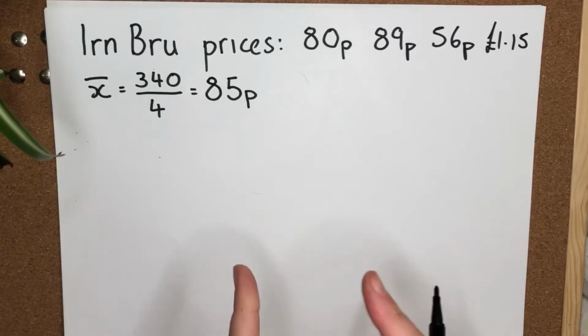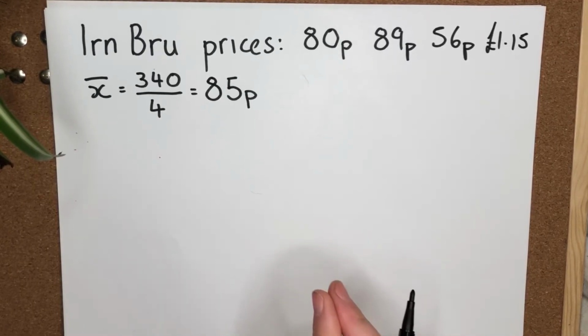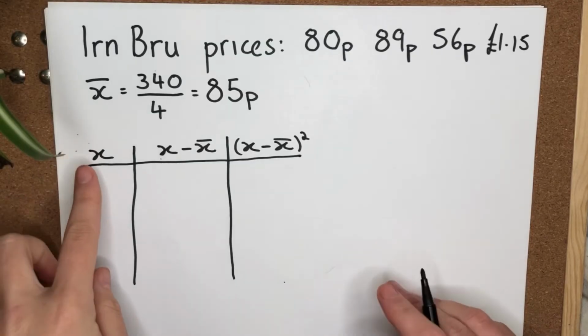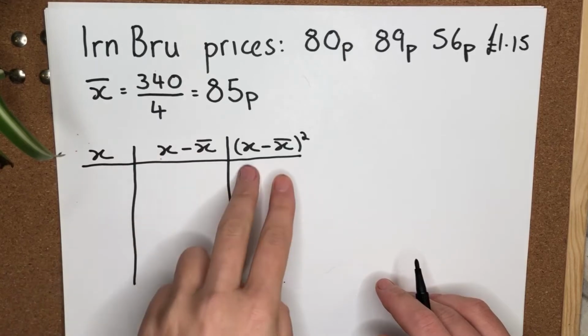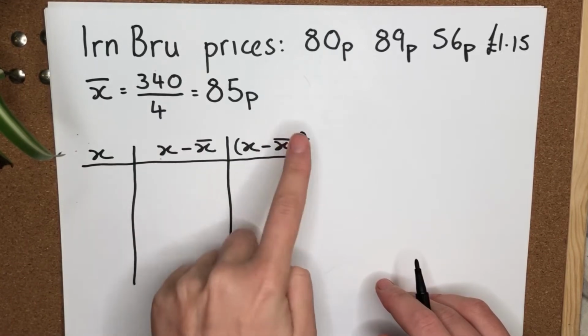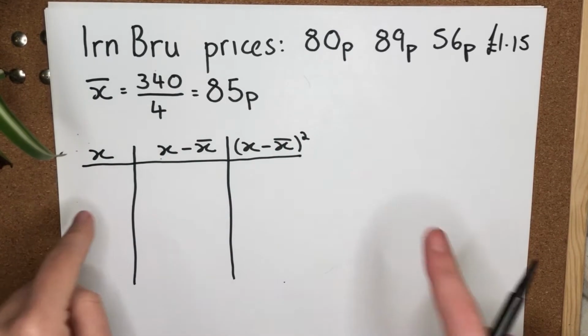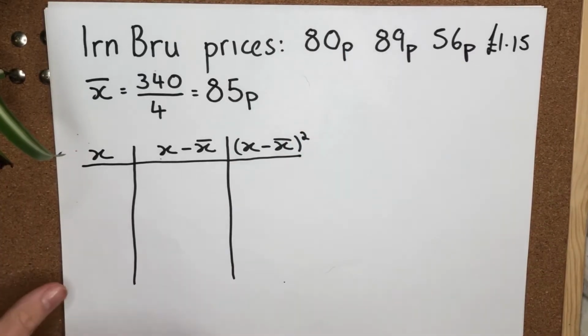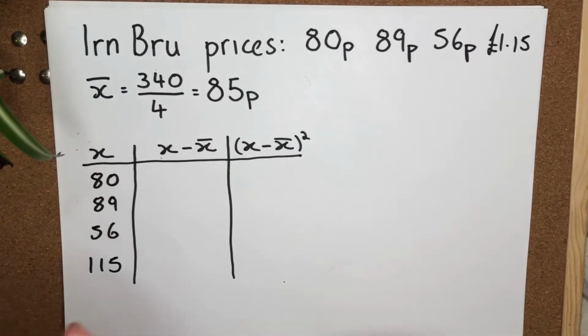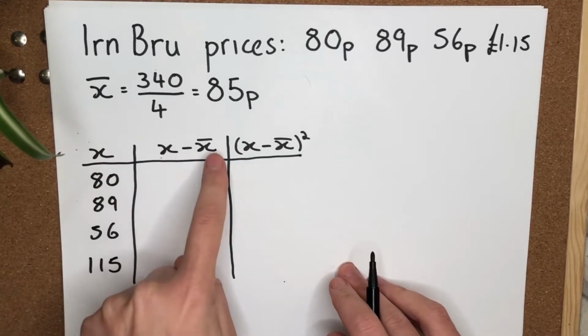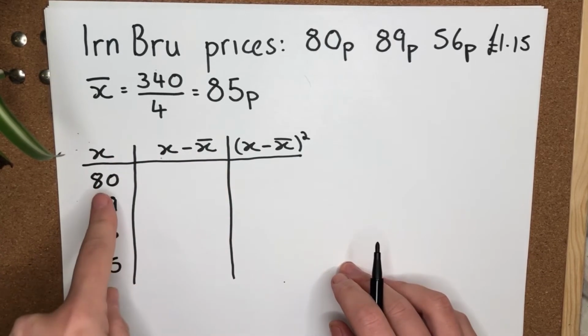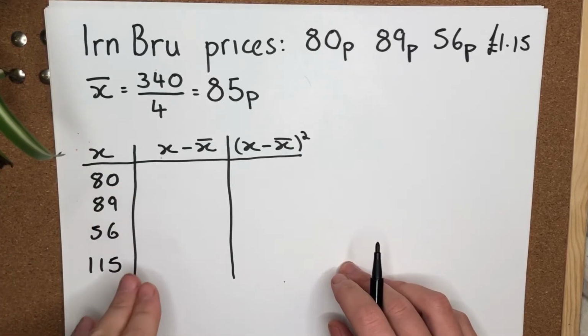Okay, next bit, we're going to set up a table. Okay, here's our table. Our columns are x, x minus x bar, which remember is the mean, and x minus x bar, all squared. The x's are just your pieces of data, so you can fill that in first. Okay, next, x minus x bar is as it reads. You take x and you take away the mean from it, so it's the difference from the mean. Some of these numbers will be negative.